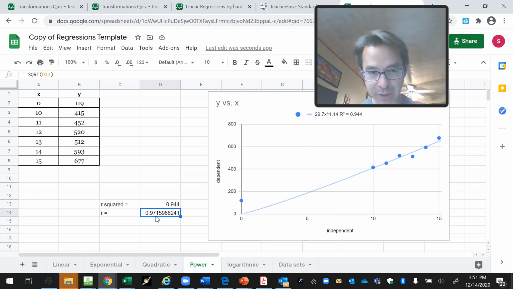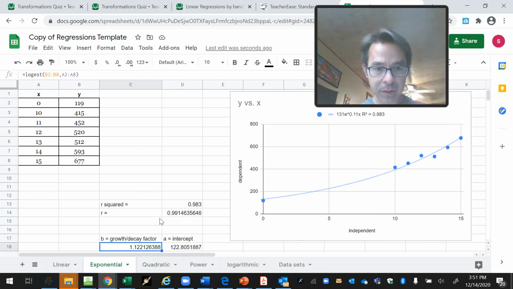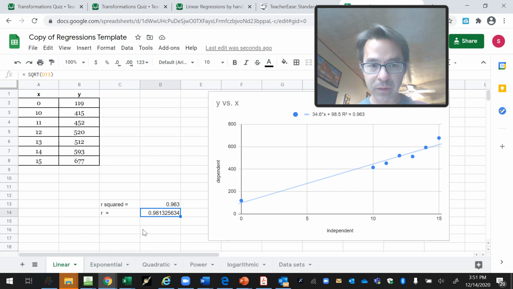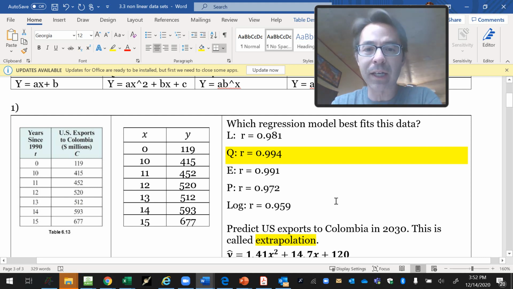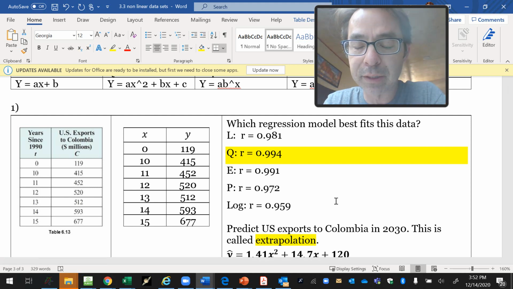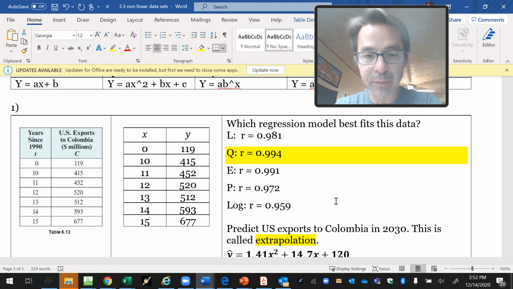0.971, actually 0.972, 0.994, 0.991. So exponential and quadratic were super close, almost a tie. And linear, 0.981. Take all that, go to the Word document, write down those answers, and like I said before, the one with the highest R value is the best model. So quadratic just by a little bit.